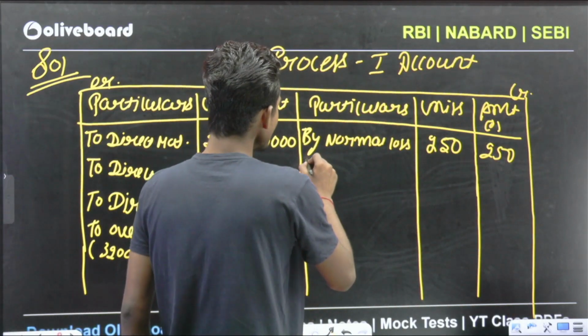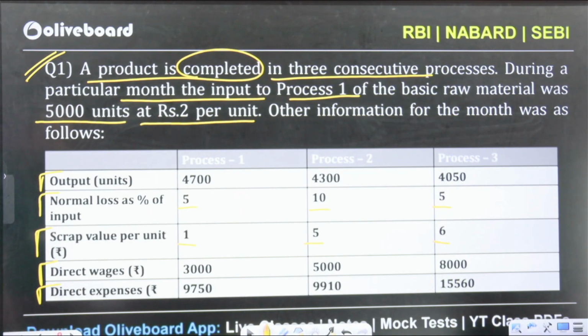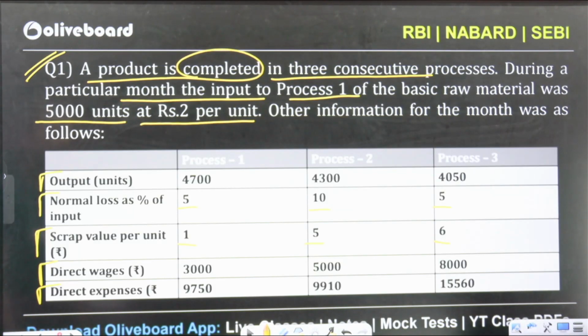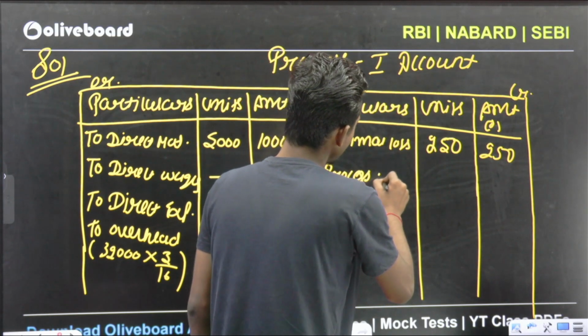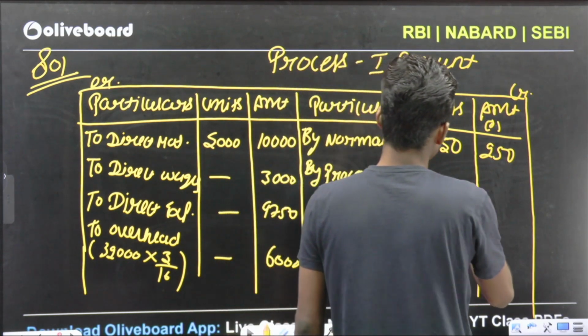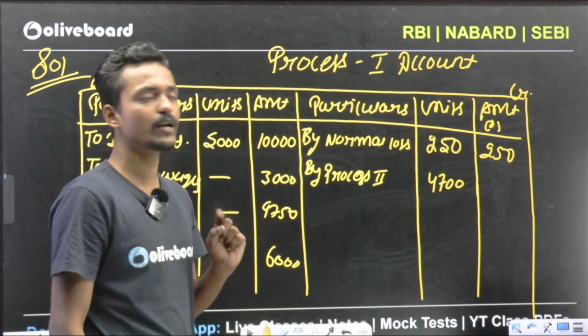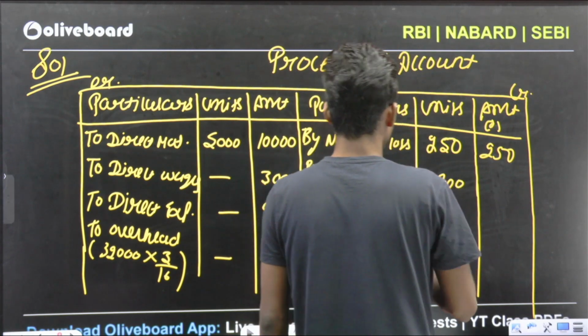Next you can see I have incorporated the normal unit, the scrap value, and also the direct wages and direct expenses. I have incurred all the things. Now I have to incorporate the output over here. This output of 4,700 units becomes the input of the process 2 account. So this is your output over here.